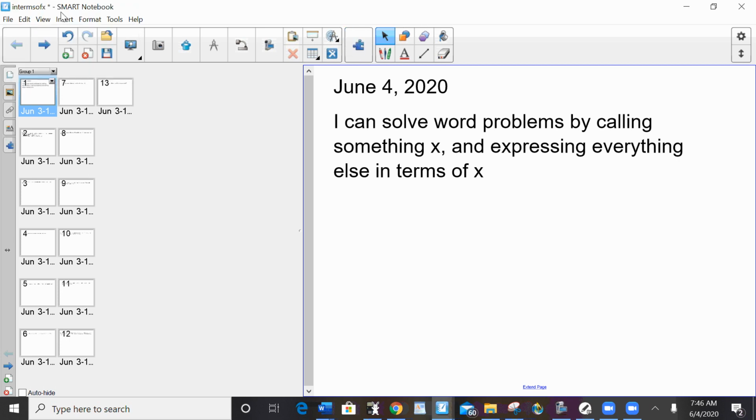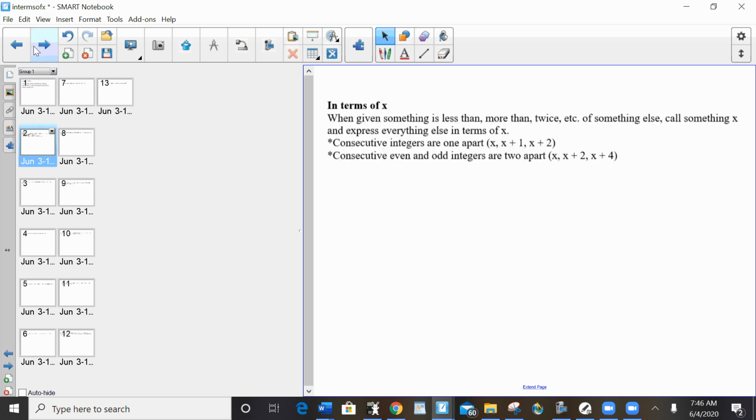Today we're going to go back to Algebra 1, our favorite, and we are going to solve word problems by calling something x and expressing everything else in terms of x. Here are our notes for what I like to call "in terms of x." When given something is less than, more than, twice, and so on, call something x and express everything else in terms of x.